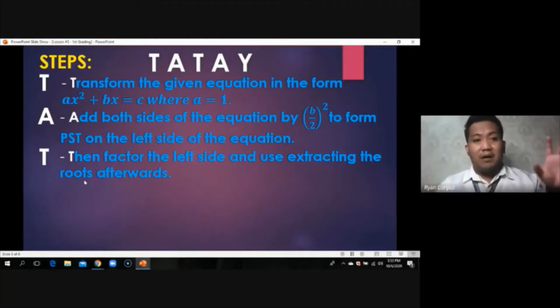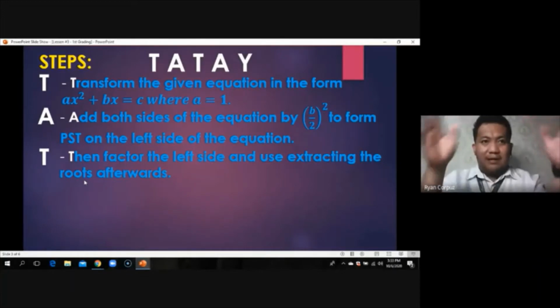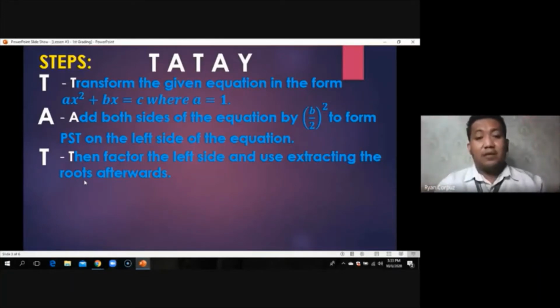Just like an example that we answered when we discussed extracting the roots. That binomial inside the parentheses was raised to the second power. So if we factor that perfect square trinomial, ganun yung mangyayari. Then if that happens, we are now going to use extracting the roots afterwards. So we are now going to apply extracting the roots, just like how we solved that example when we discussed extracting the roots before. So ganun na yung gagawin natin.